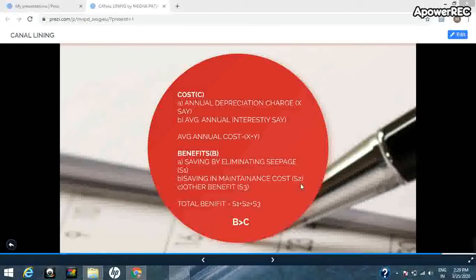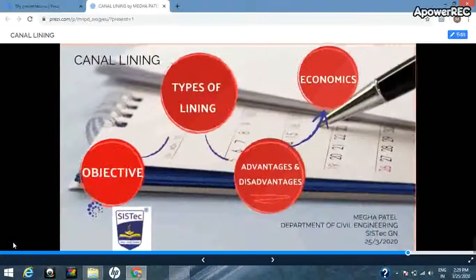We have to see that this benefit always should be greater than the total cost that is included in providing a canal lining. So the economics of lining says that the total benefit should always be greater than the cost incurred in providing a canal lining. Okay, so these were the subparts of the second topic, that was about canal lining. I hope you got the clarity about each and every topic of the canal lining.